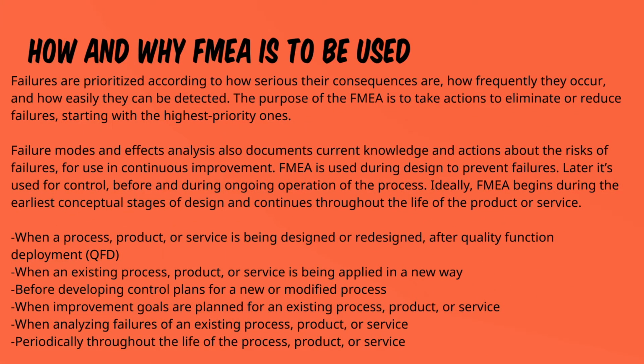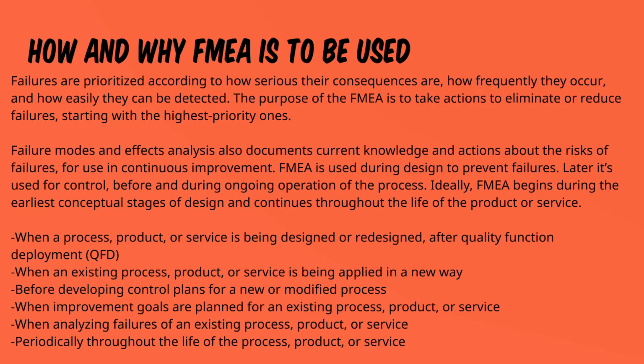Failures are prioritized according to how serious their consequences are, how frequently they occur, and how easily they can be detected. The purpose of the FMEA is to take actions to eliminate or reduce failures, starting with the highest priority ones. Failure modes and effects analysis also documents current knowledge and actions about the risks of failures for use in continuous improvement. FMEA is used during design to prevent failures. Later, it's used for control before, during, and ongoing operation of the process. Ideally, FMEA begins during the earliest conceptual stages of designs and continues throughout the life of the product or service.